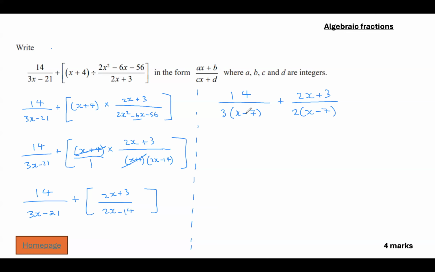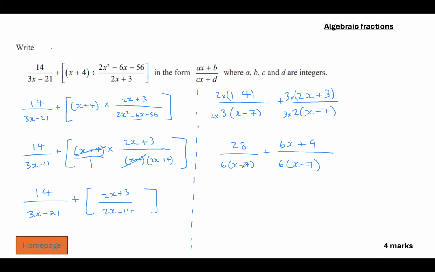So what do I need? Well, I've got x minus 7 on both. I've got a 2 and a 3, so the lowest common multiple would be 6. So I'm going to multiply this side by 2. Whatever I do to the bottom, I do to the top. And I'm going to multiply this side by 3. So what we get then is 2 times 14 is 28 over 6 times x minus 7, plus 3 times 2x is 6x plus 9 over 6 times x minus 7.